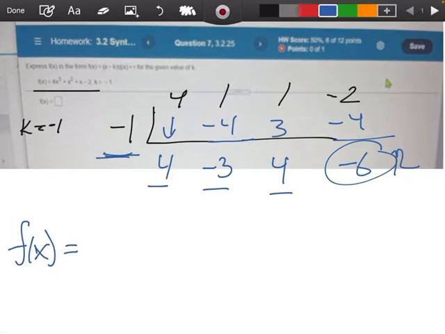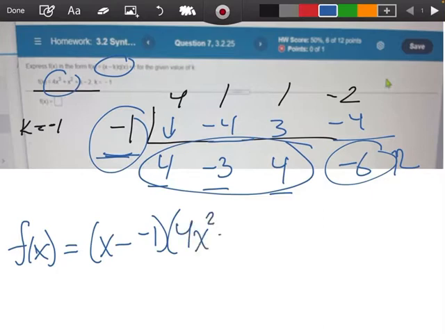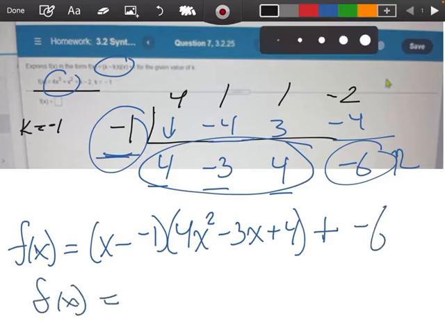Okay, so what we're going to do is we're going to write this. We're going to say f of x, and notice what it says, x minus k. So I'm going to write x minus k, which was a negative 1. And then times this q of x. This is my q of x. So remember, if this used to be an x to the third, that 4 is now a 4x squared, a minus 3x, and a plus 4, plus our remainder of negative 6.